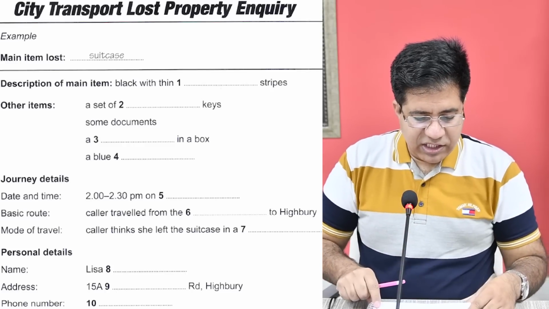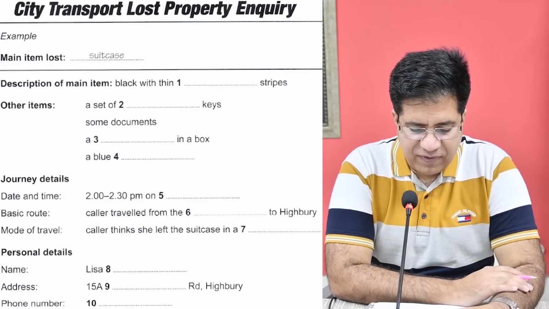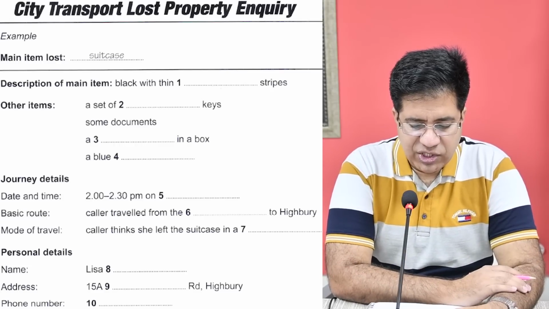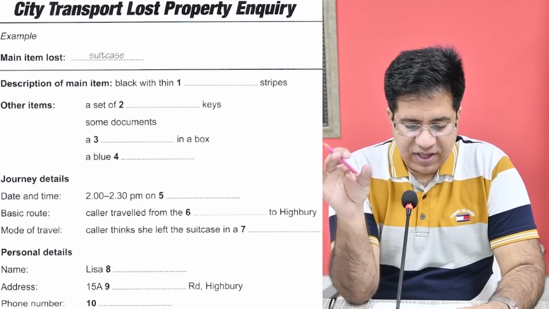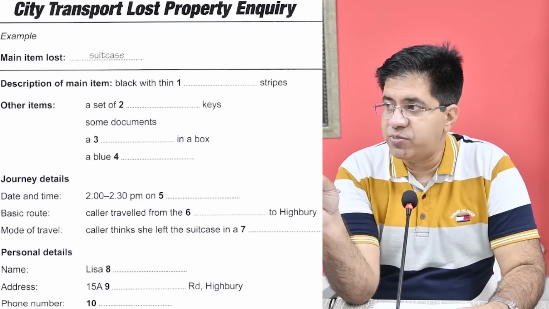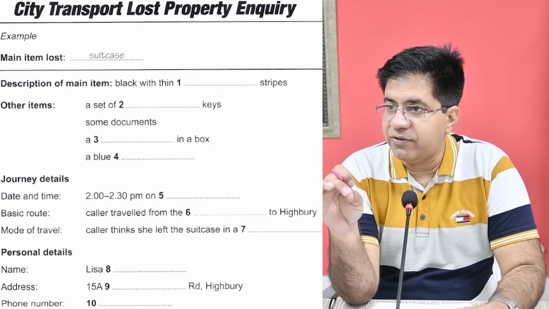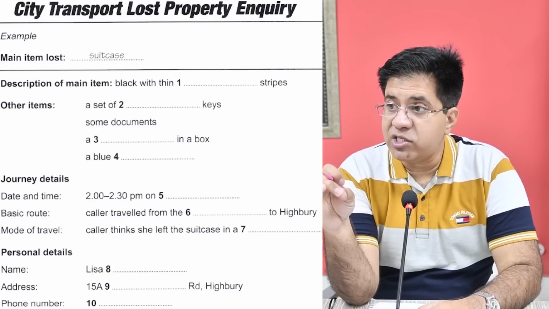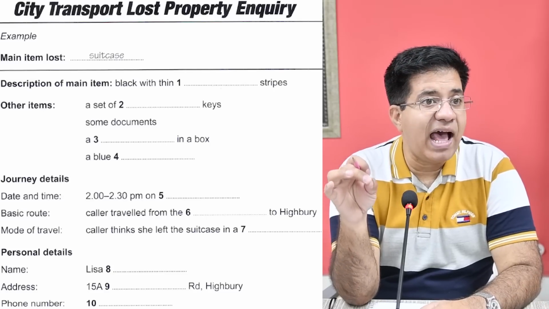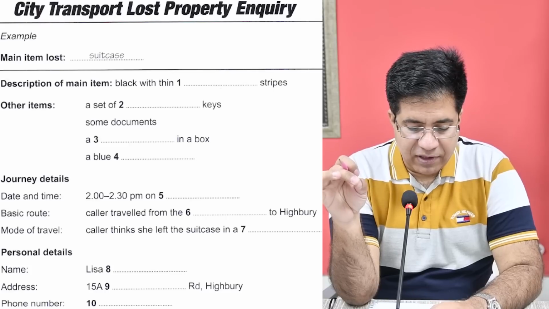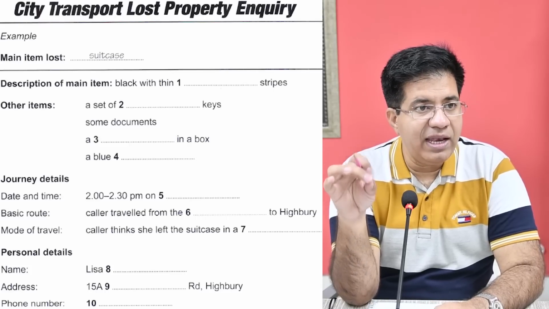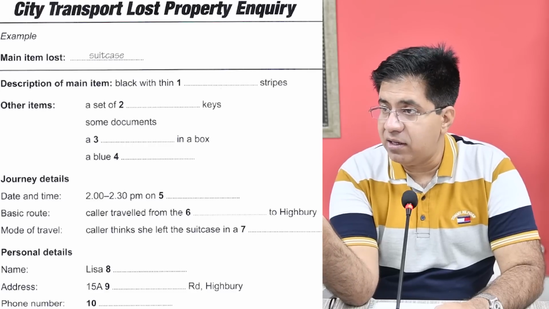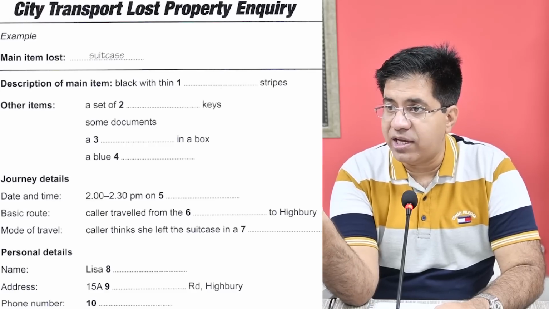So they say description of main item, black with thin dash strips. Black is the color of the suitcase with thin dash strips. Now thin is an adjective, and strips is already mentioned. Strips is a noun. So it can be, for example, thin, narrow strips or thin black strips. It can be a color or it can be another adjective, right?